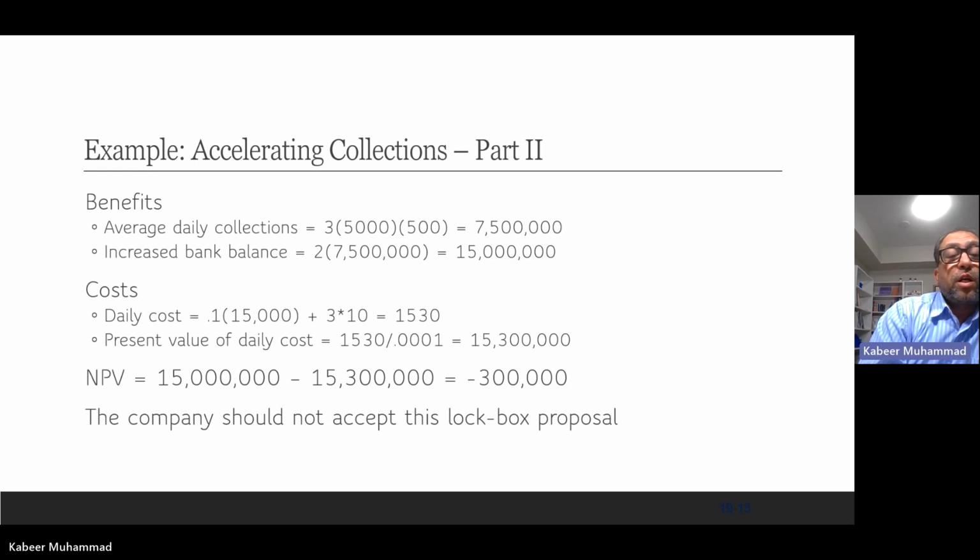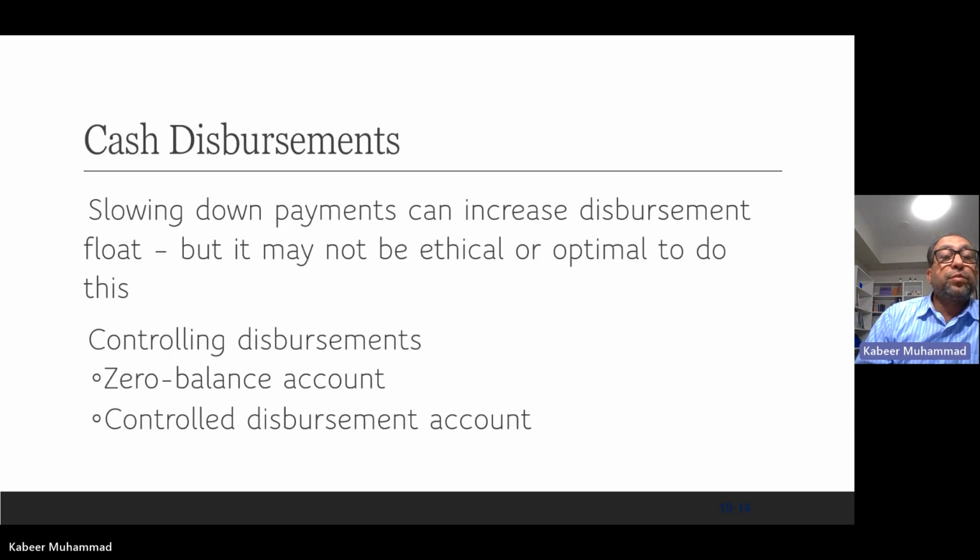So this is the daily cost of transferring the money. The present value of the daily cost is when we discount it with the T-bill rate. So we see that it is 15.30 million. And when we compare with the NPV, which is the gain, this is our gain and this is our cost. So we see that the cost is higher than the gain. So the company should not accept this because the NPV is negative. NPV is negative, so we reject this proposal or this project.